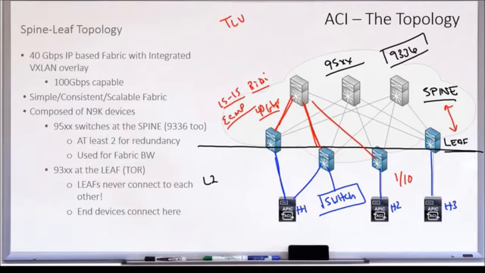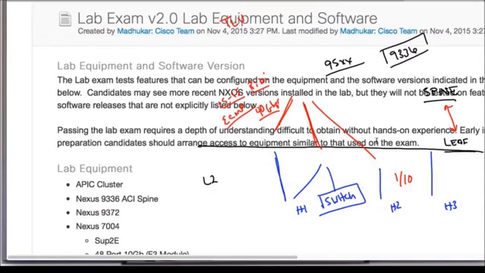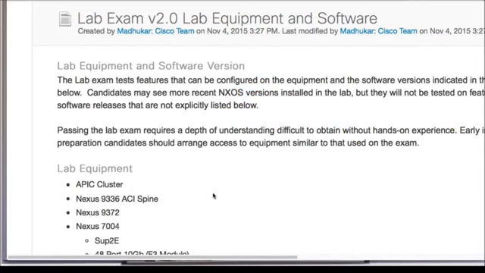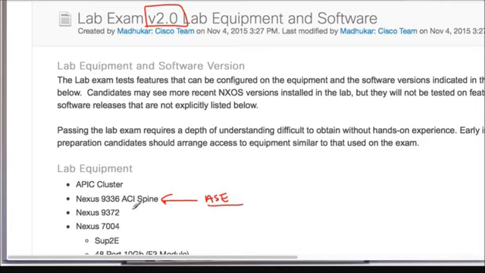Come on, cursor. Whoa, let's click plus. Within this new blueprint for the lab exam, again, version 2, you can see that we're going to have an actual 9336 spine switch. And again, that's because it has that application spine engine ASIC within it. And then these are going to be our leaf switches.